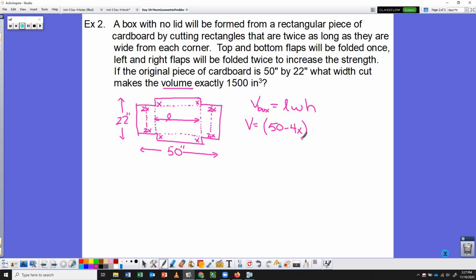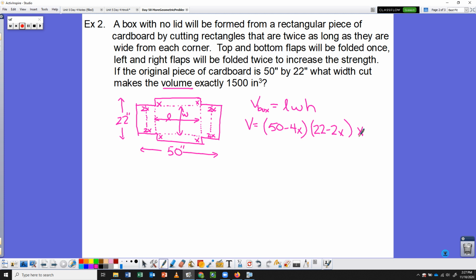My new width is not going to be 22 inches anymore. It's going to be 22 minus 1x off the top and 1x off the bottom. So that's going to be 22 minus 2x. And after all the cutting and after all the folding is done, remember that the left and right sides are getting folded in half once and then folded up. The height of my box on any of the sides would end up just being x. So this is my formula for the volume of the box.